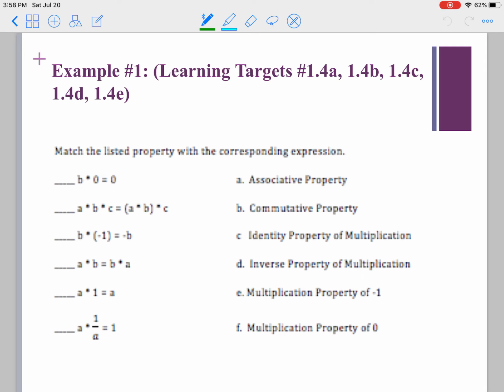Example number 1, highlighting learning targets 1.4a, 1.4b, 1.4c, 1.4d, and 1.4e. Take a moment, hit pause, and see if you can match the listed property with the corresponding expression. Again, these are the properties of multiplication we have discussed. See if you can match them. So go ahead and pause. When you're finished, go ahead and hit play, and we'll work through them together.